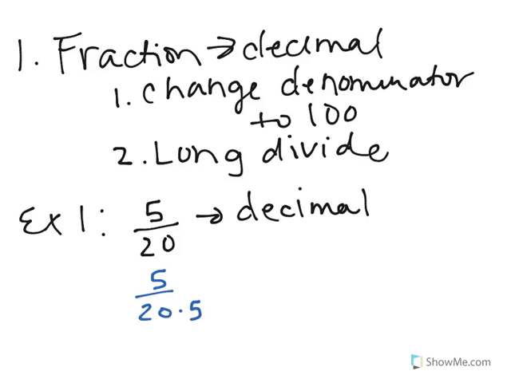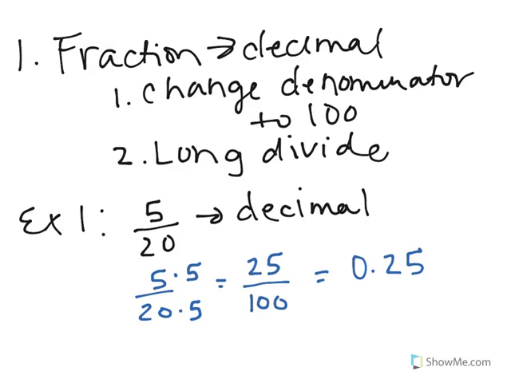And what I do to my denominator, I also have to do to my numerator. Notice how I'm just multiplying the numerator and the denominator by 5. So now I'm saying 20 times 5 is 100. Notice I was able to change my denominator to 100 by multiplying by 5. And then 5 times 5 is 25. So now my fraction is 25 hundredths. So now I can easily write 25 hundredths as a decimal.